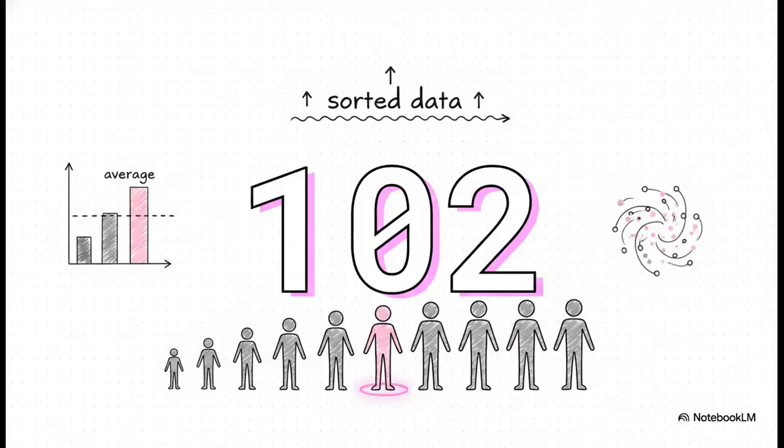So, back to our group of 9 students. If we literally line them all up by height, from shortest to tallest, and find the person standing smack dab in the middle, that's the fifth student in line, their height is 102 centimeters. So you can see how the median height in our sorted group is 102, which is close to, but slightly different from that mean we calculated earlier.